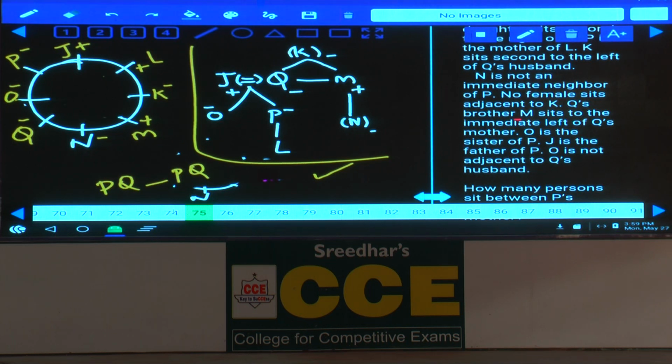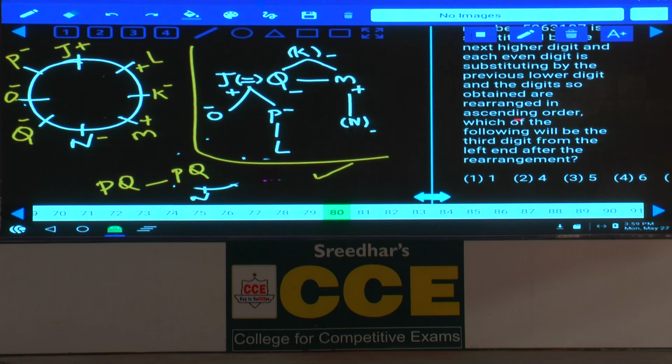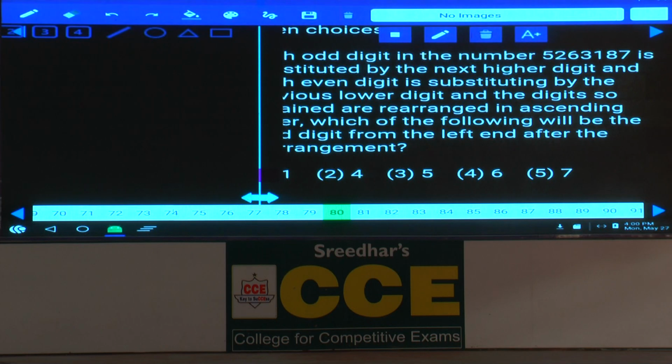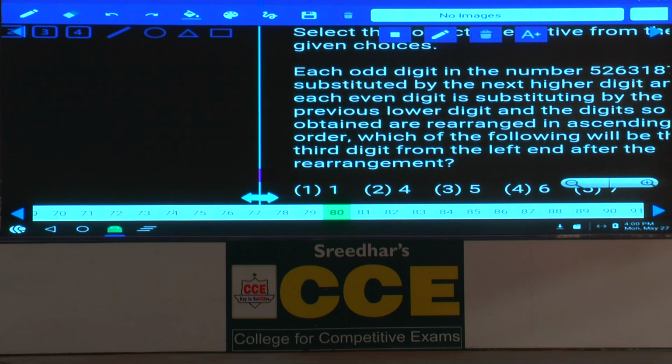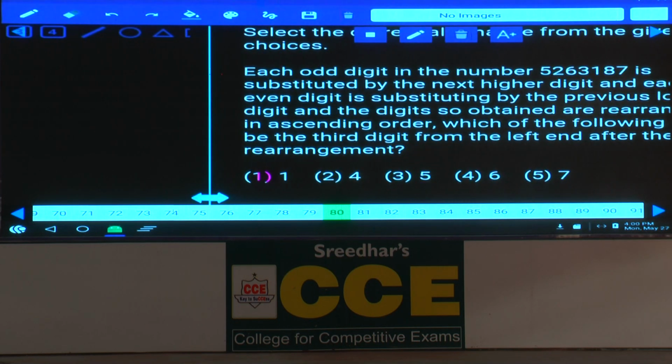Questions 77 to 79 are completed. Then question number 80. Each odd digit in the number 5263187 is substituted by the next higher digit. Each odd digit is replaced by the next higher digit. This is 6 and this is 4, this is 2 and this will be 8.